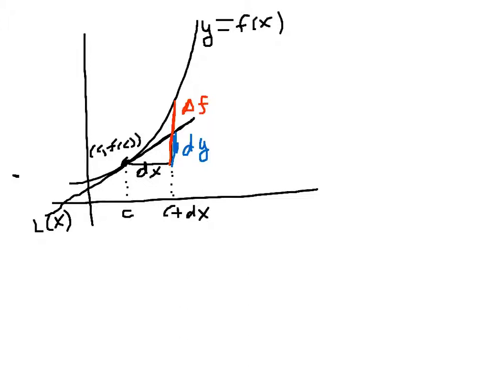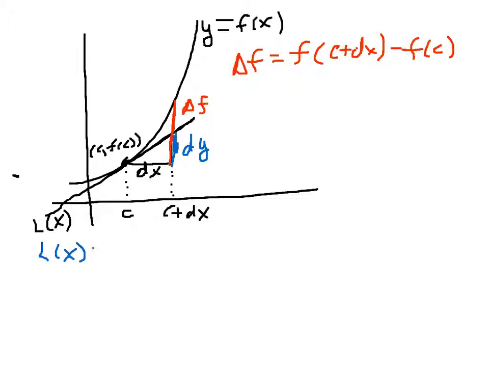One of the things we notice is that delta f is equal to f of c plus dx minus f of c. That's pretty easy to see. Now, let's look at dy. What we know is that L of x is equal to f of c plus f prime of c times x minus c.